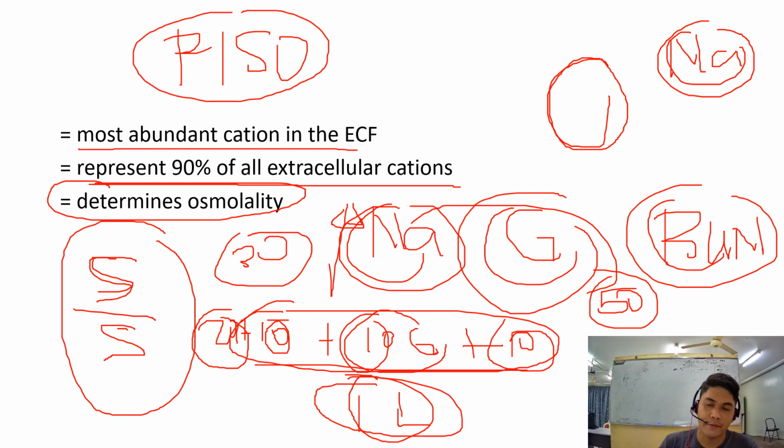So for example, if you drink Coke, which is rich in sugar and also sodium, the effect of drinking Coke is an increase in osmolality. That's why after drinking Coke, you'll be thirsty. Being thirsty is because of the alteration in osmolality. So that's the effect of sodium on osmolality.